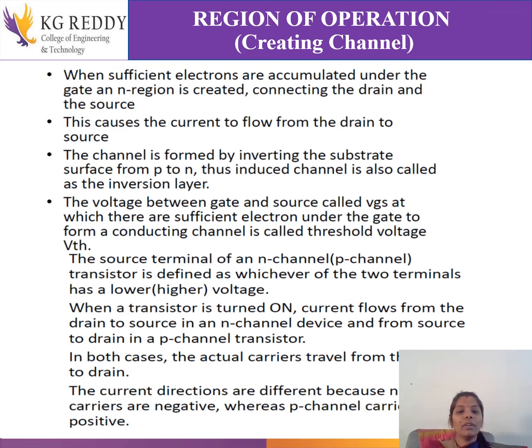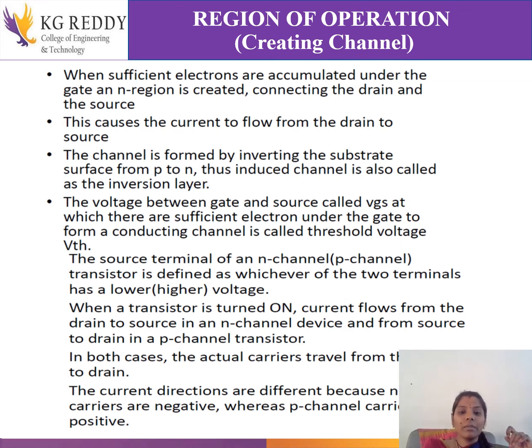right? Now, the voltage between the gate and source, called VGS, at which there are sufficient electrons under the gate to form a conducting channel, is called the threshold voltage. We can use the short form VTH. Okay, we are saying a threshold voltage. When a sufficient amount of electrons exist under the gate to form a channel, right? So when this happens, we say that it is the threshold voltage.